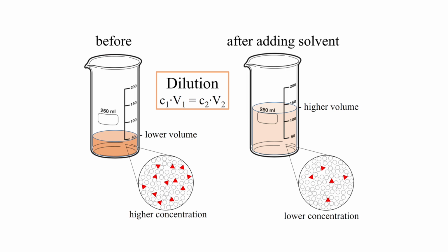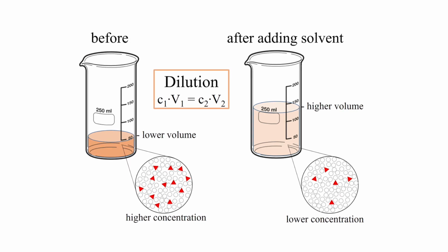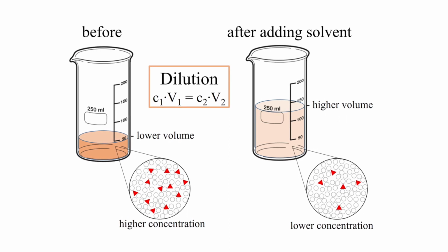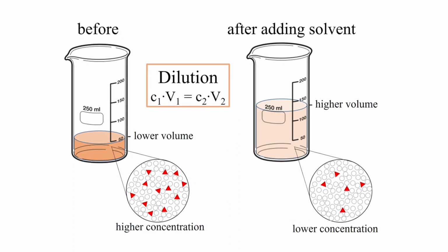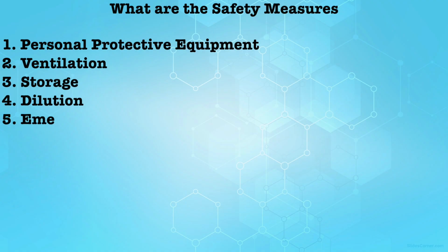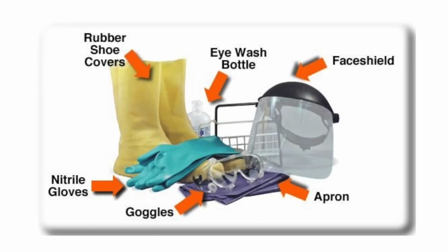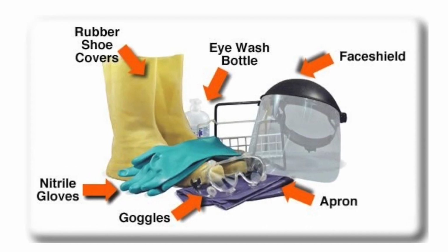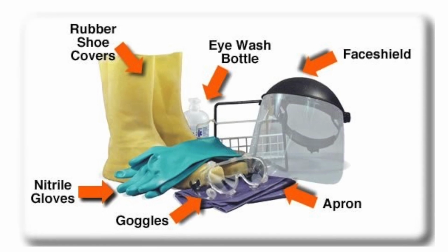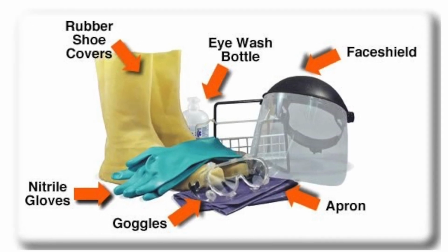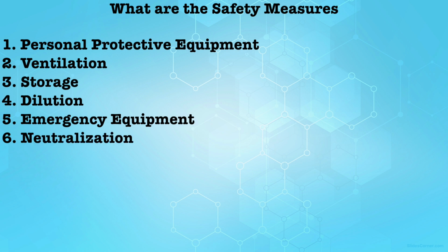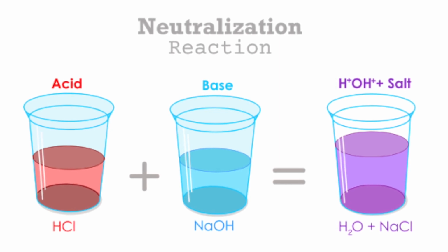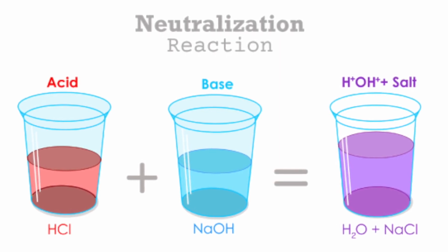Dilution. When diluting corrosive substances, always add the acid or base to water, not the other way around, to prevent splattering and heat generation. Emergency equipment. Maintain easy access to emergency eye wash stations, safety showers, and spill kits in case of accidents. Neutralization. Know how to neutralize spills or accidental contact with suitable neutralizing agents such as baking soda or vinegar.